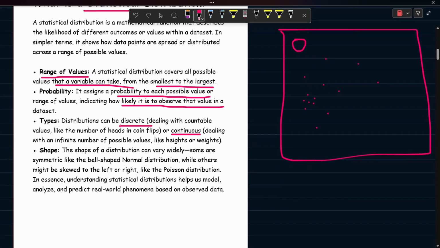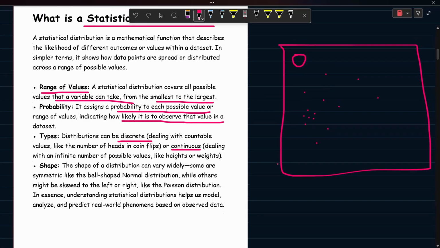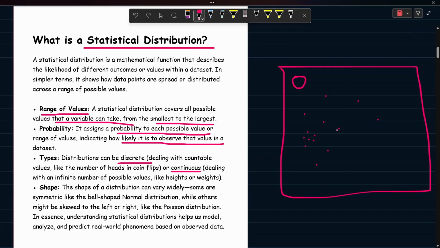A discrete random variable is nothing but one having countable possible outcomes. For example, if you are rolling a die, there are six possible outcomes, right? So that is a discrete random variable. And what is a continuous random variable? A continuous random variable is nothing but one having an infinite number of outcomes. For example, the heights of students in a class.